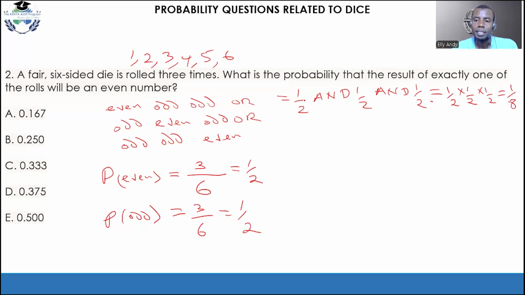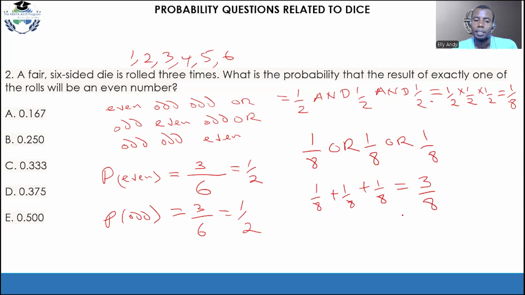So what the question is asking for, the probability that exactly one of the rolls will be an even number, it can be 1 over 8 for this first case, or 1 over 8 for this second case, or 1 over 8 for the third case. Again, probability rules dictate that for or we add. So that's 1 over 8 plus 1 over 8 plus 1 over 8, which gives us 3 out of 8.